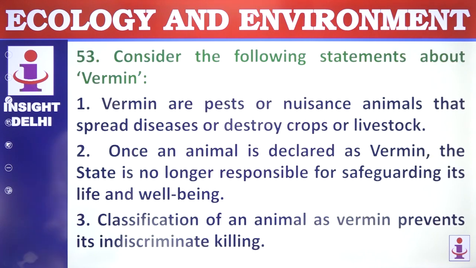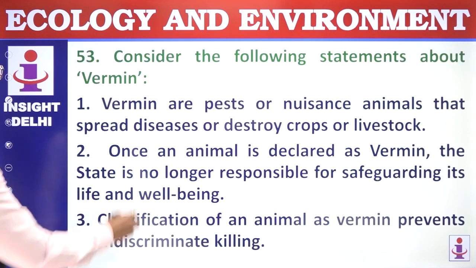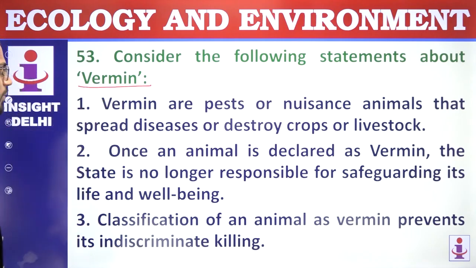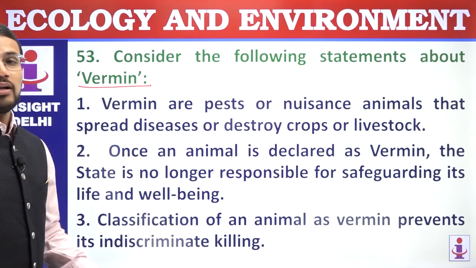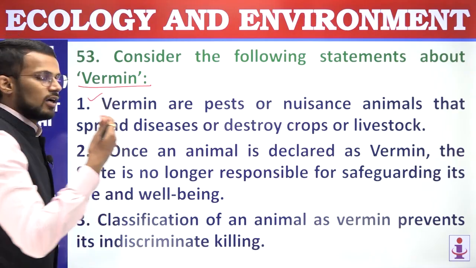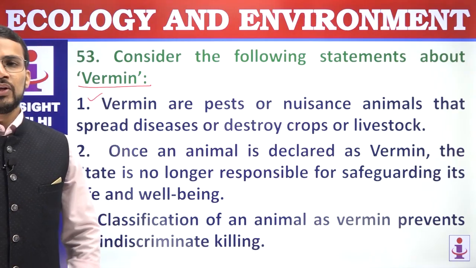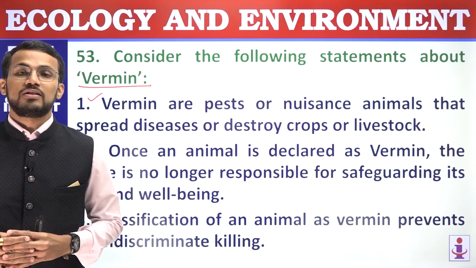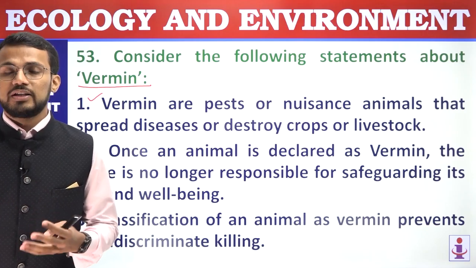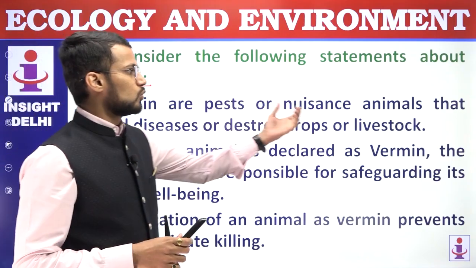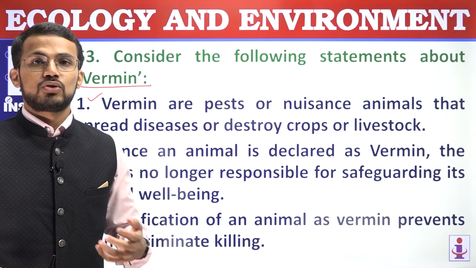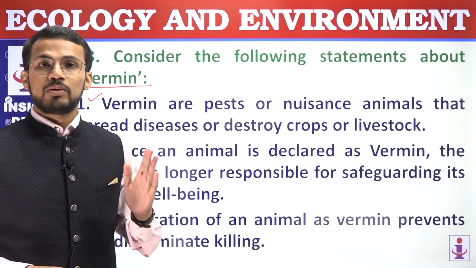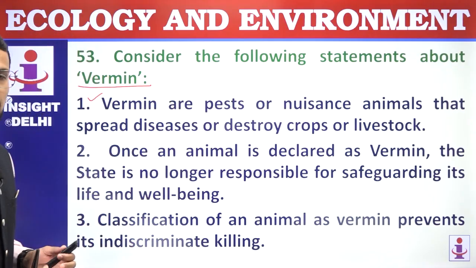Next now, 53. Consider the following statements about vermin. First statement, vermin are pests or nuisance animals that spread diseases or destroy crops or livestock. Correct statement. That is the definition of vermin. Vermins are those animals which are considered agricultural pests, or sometimes nuisance animals which may create nuisance in the habitations of human beings. They may attack human beings. So those animals will be considered as vermin.